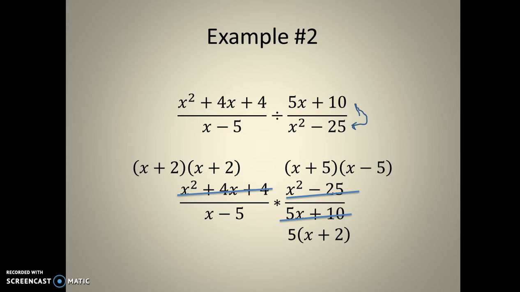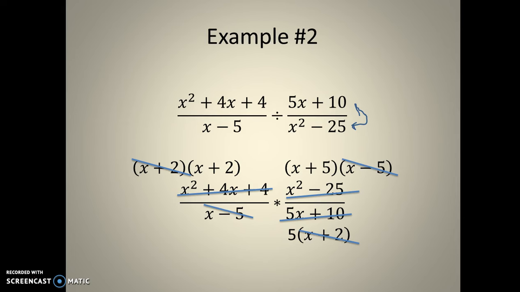And my last step is that I'm going to cancel out things that are identical in the numerator and denominator. So it looks like I have an x plus 2 on top, but only one x plus 2 on the bottom. So I can only cancel 1 for 1 now. Okay, the second x plus 2 has to remain at the top. And I'll see I also have an x minus 5 and x minus 5, so I can cancel that out.